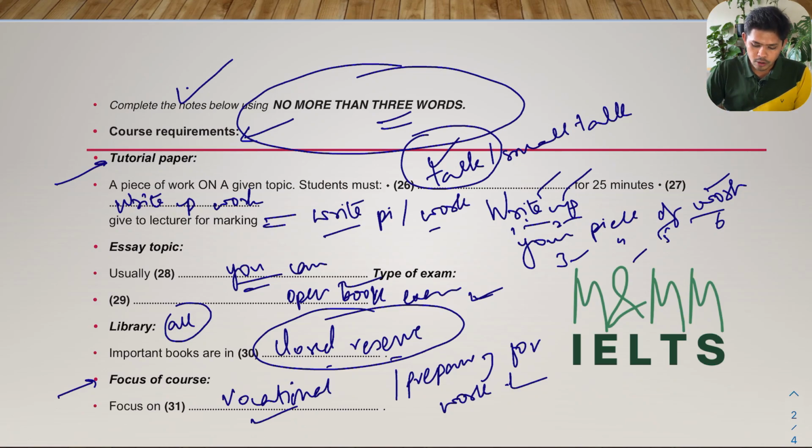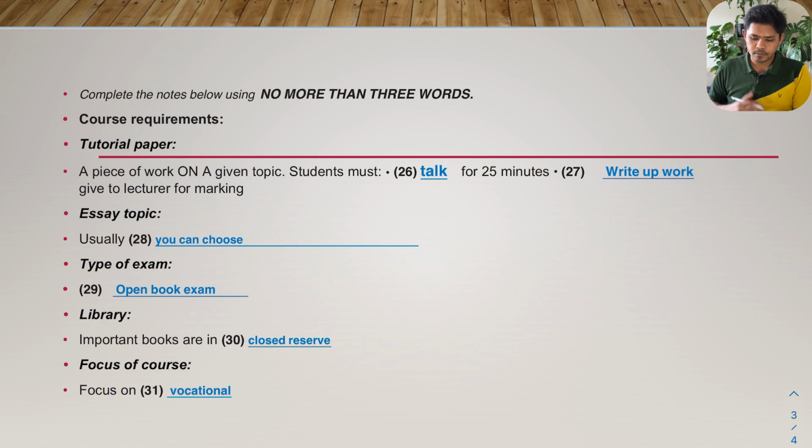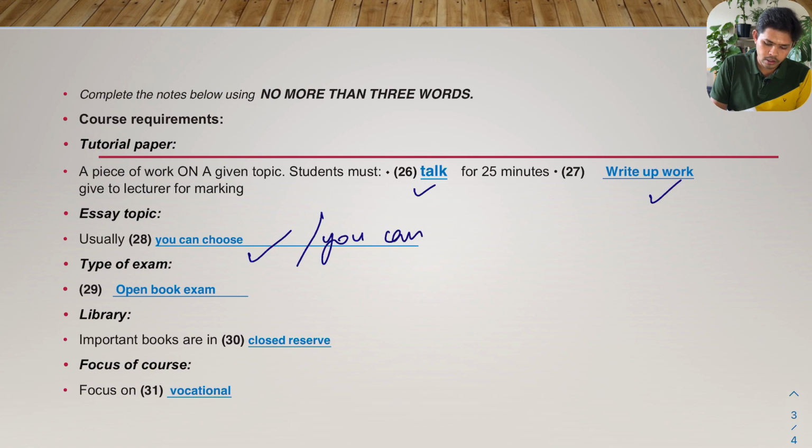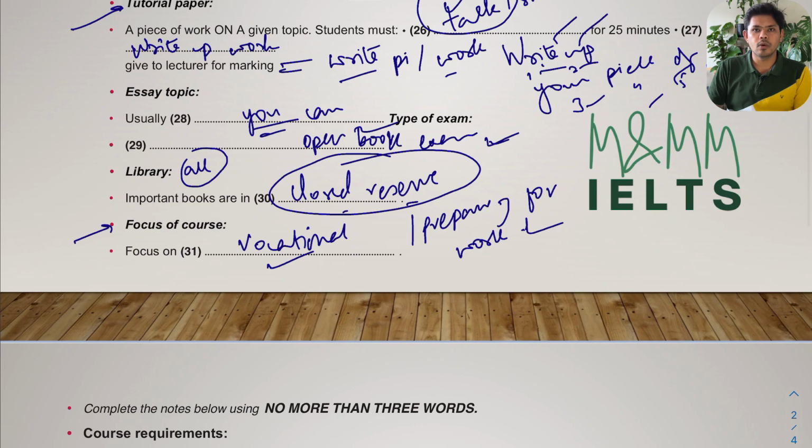Now, I've written all the answers over here, just so that in case you want to take a screenshot or keep it, all right? So you can write talk as your first answer, write up work as we discussed, you can choose or you can, both are correct, because she said you can choose, usually you can, anything is correct. Because the word limit is 3 words, if you write down you can, that is correct. You can choose, even that is correct. So over here, there are multiple possibilities. Like for example, over here, vocational, that is correct. And also preparing for work, even that is correct.